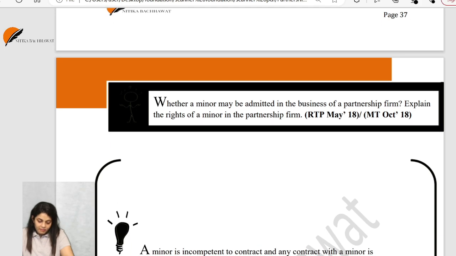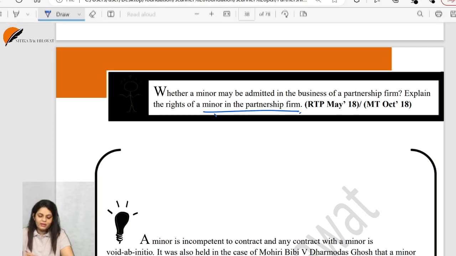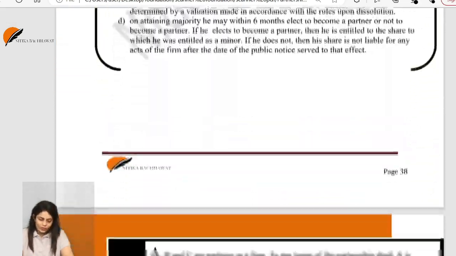Whether a minor may be admitted in the business of a partnership firm. Explain the rights of a minor in the partnership firm. We already discussed this, not going into it.